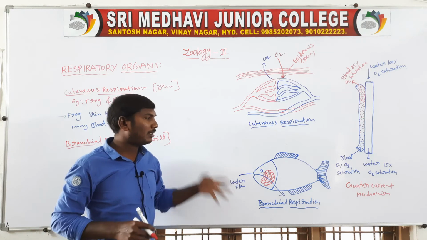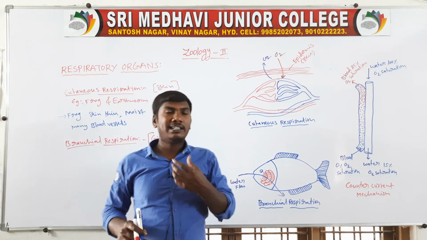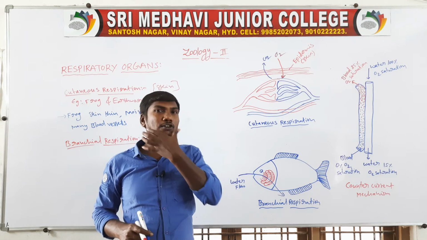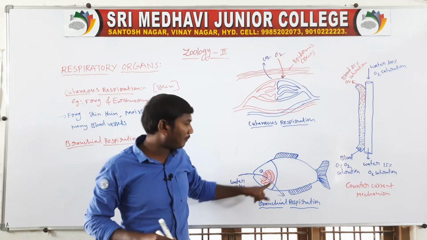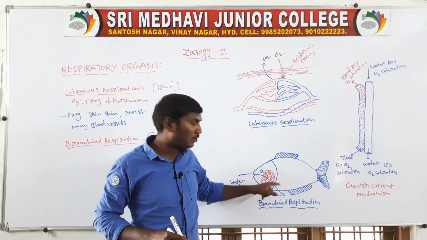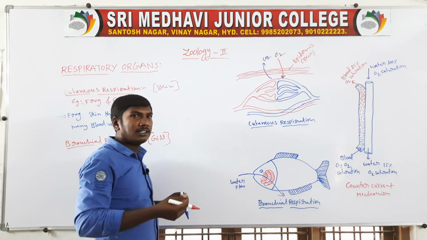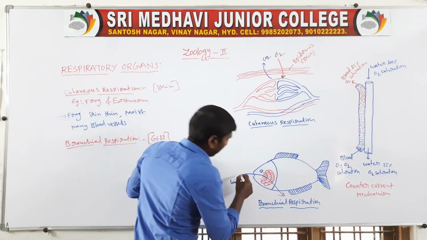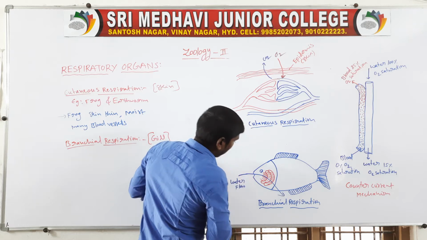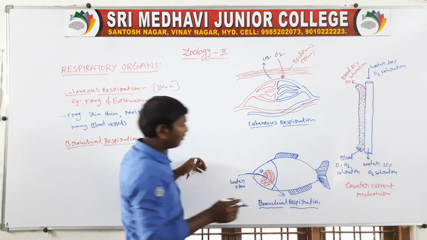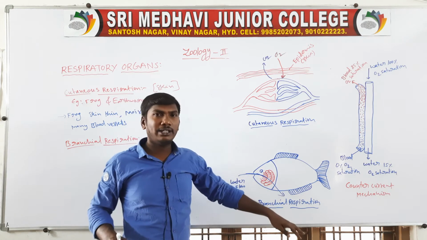You can see the diagram. Can you all see the fish? There is an operculum, and below the operculum are the gills. So in the fish, water enters from the mouth and exits through the gills.